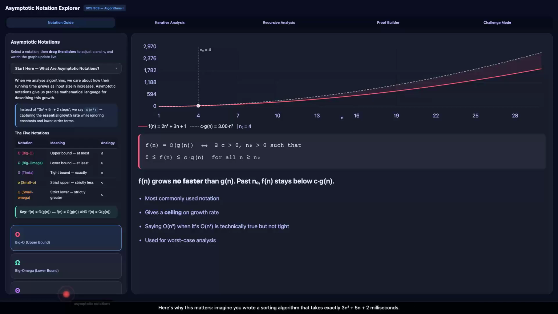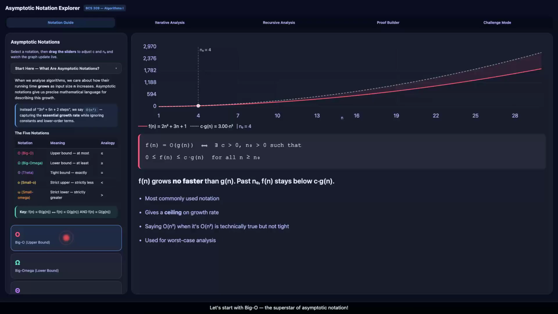Here's why this matters. Imagine you wrote a sorting algorithm that takes exactly 3n squared plus 5n plus 2 milliseconds. Your colleague writes one that takes 2n log n plus 100 milliseconds. Which is better? For small arrays, who knows? But as n grows to thousands or millions, that n squared term will absolutely dominate everything else. Asymptotic notation strips away the noise and reveals the truth. O of n log n beats O of n squared every single time for large inputs.